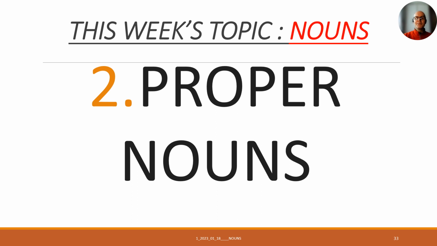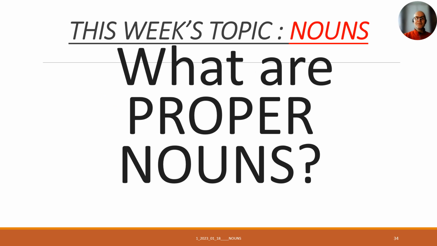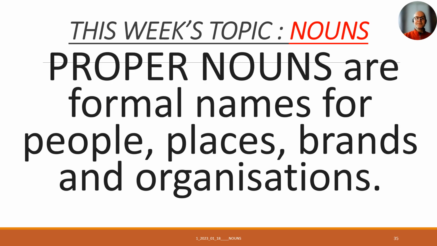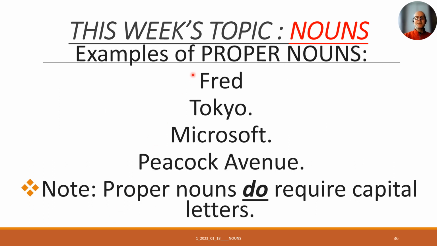Let's look at proper nouns. What are proper nouns? Proper nouns are the formal names for people, places, brands, and organisations. So, some examples of proper nouns: Fred, Tokyo, Microsoft, Peacock Avenue.